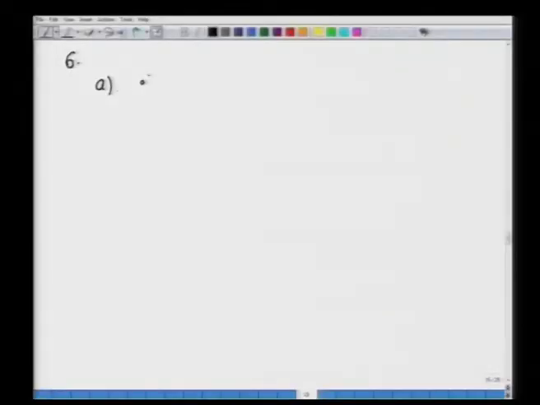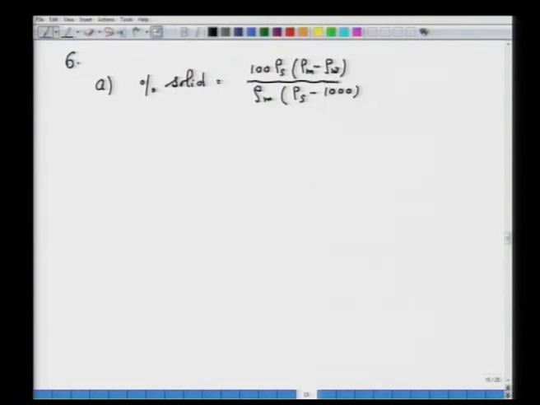So, for A part, percent solid, you recall I am writing the formula again, that is equal to 100 rho s into rho m minus rho w, divided by rho m into rho s minus 1000, where rho s is the density of the solid, rho m is the density of the slurry. This already I have given.